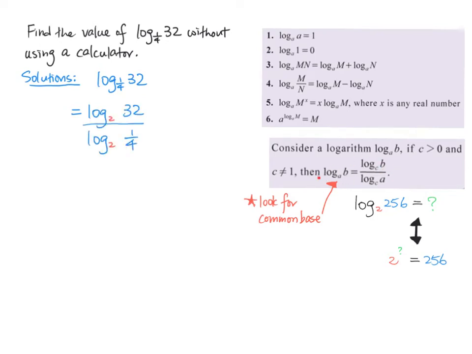Here, using this formula, I move this base to the bottom and they both apply with the same base. Now I picked this to be 2. Why? Because 32 is some power of 2 and 1 over 4 is also some other power of 2. Then you could simplify up and bottom.